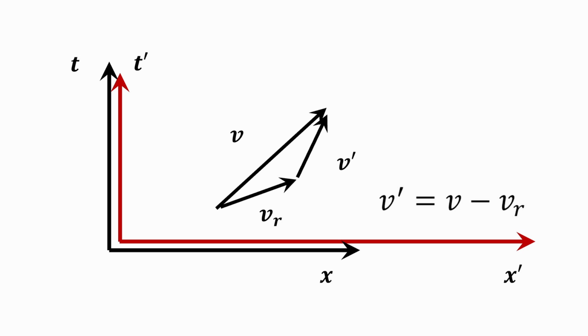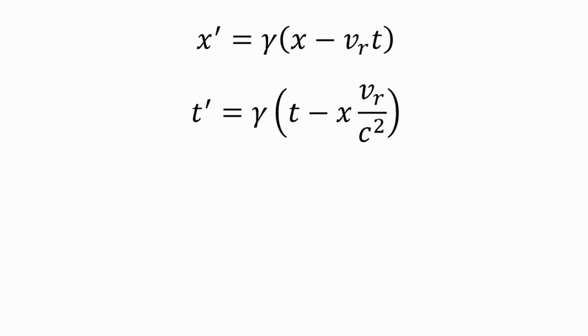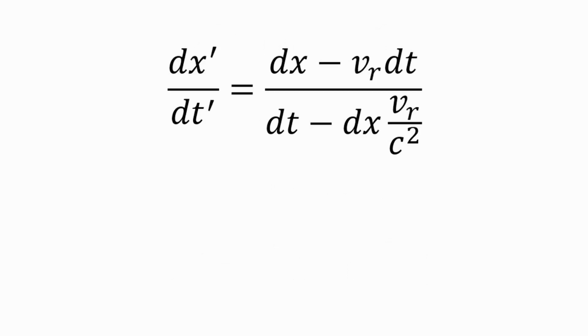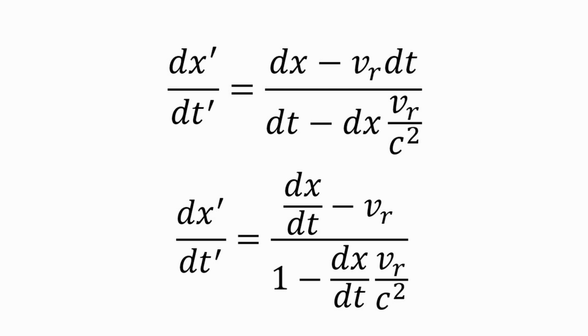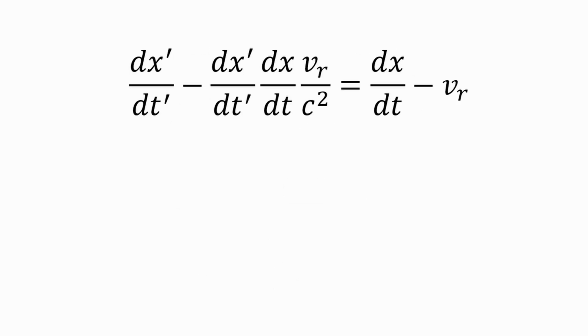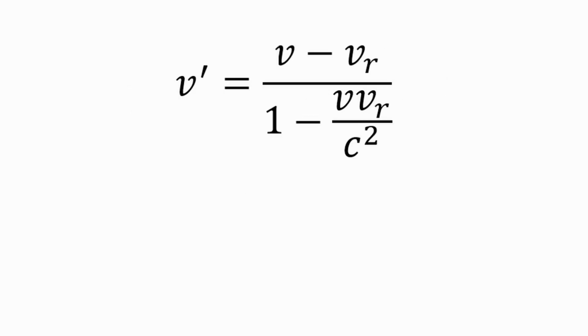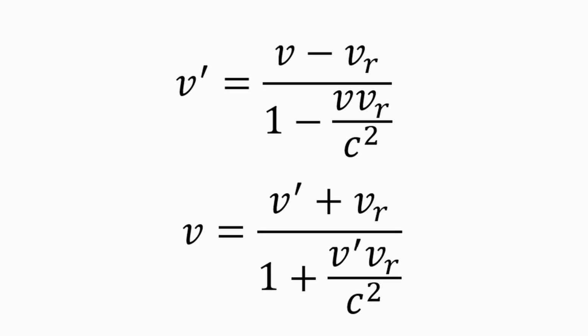Special relativity transformation equations are. Taking the differentials of the equations for x prime and t prime yields. Dividing the equation for dx prime by the equation for dt prime we obtain, or, which can be rearranged as, or. And finally, the inverse equation is. Those are the special relativity equations for velocity addition.